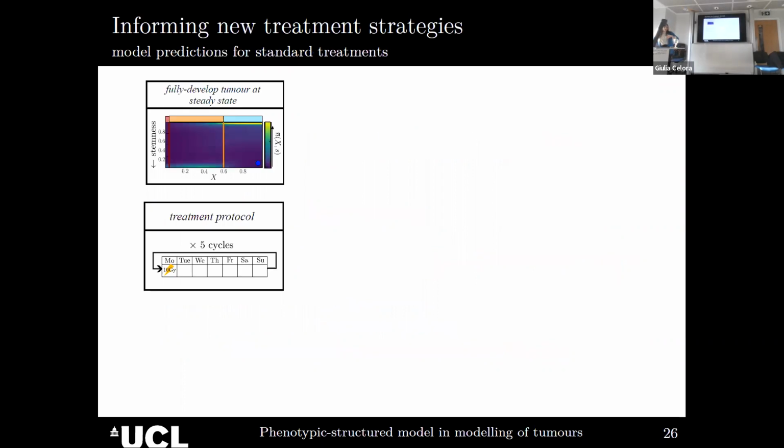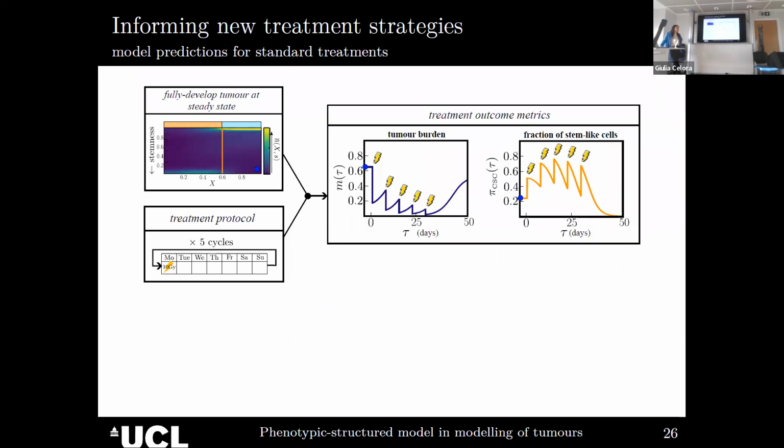So now we have these two predictors. Our predictors evolve over time. So let's just look at the standard treatment protocol. We apply 10 gray on Monday, then we wait a week, and then apply 10 gray again. And we start our simulation with a fully developed tumor, and we want to see what happens.